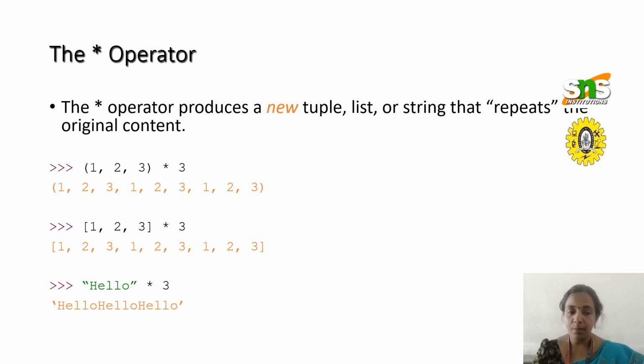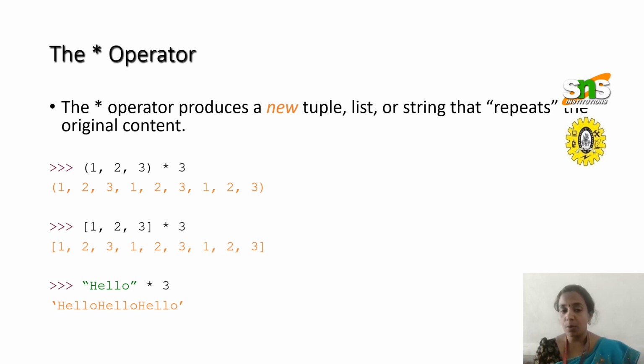The next arithmetic operation is nothing but star. I'm multiplying the value. Multiplying the value means it's not about 3 into 1, 3 into 2, 3 into 3. But it's like 1 to 3, we have three tuples like that. 1 to 3, we have three lists like that. Hello is a string, we have three strings like that. So that is the main meaning of this kind of operator.